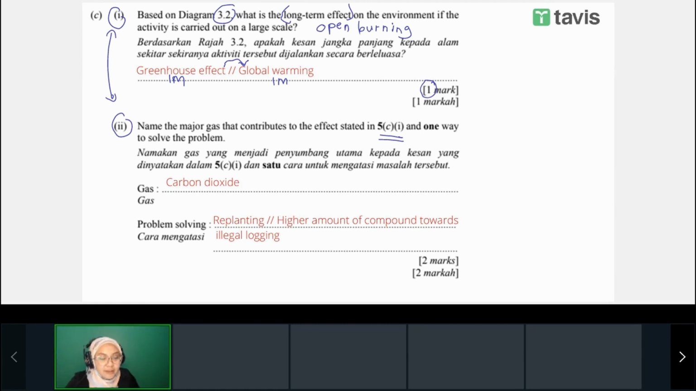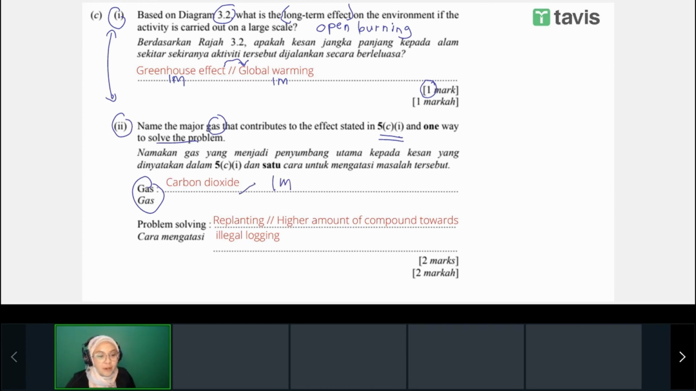The major gas that is released in the greenhouse effect, the greenhouse gases. And the other one, how to solve the problem. You're going to get 2 marks over here. We know that greenhouse gases is either carbon dioxide or carbon monoxide. So just write 1 for 1 mark here.